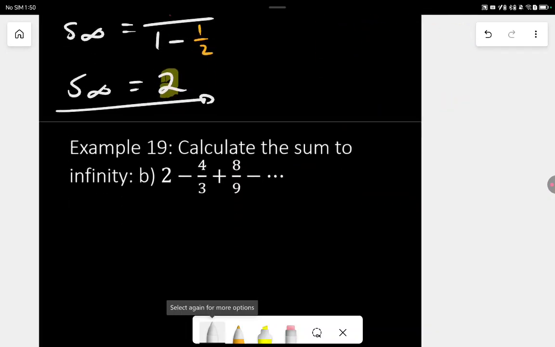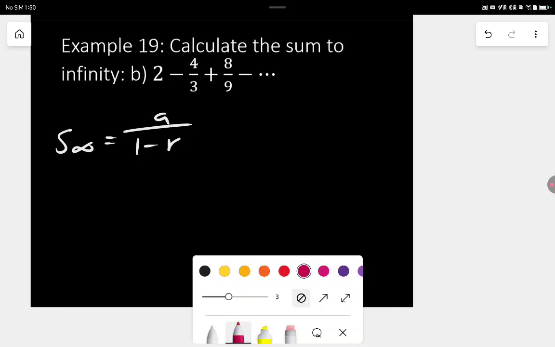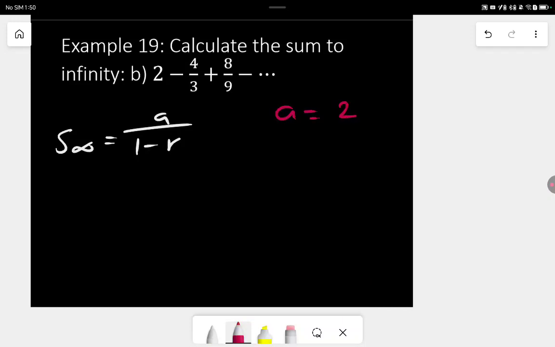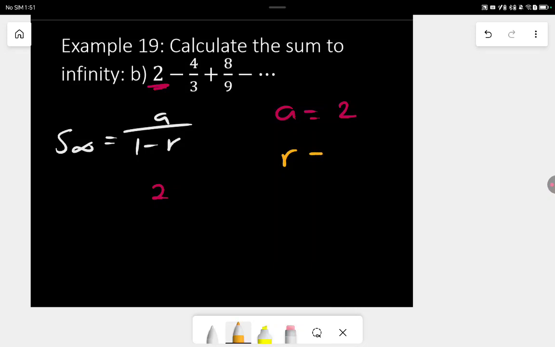Okay, let's do example 19, example B. Sum to infinity is equal to a divided by 1 minus r. What is a? A equals 2. So 2 in the numerator. What is r? r is equal to -4 over 3 divided by 2. Pop that into your calculator.